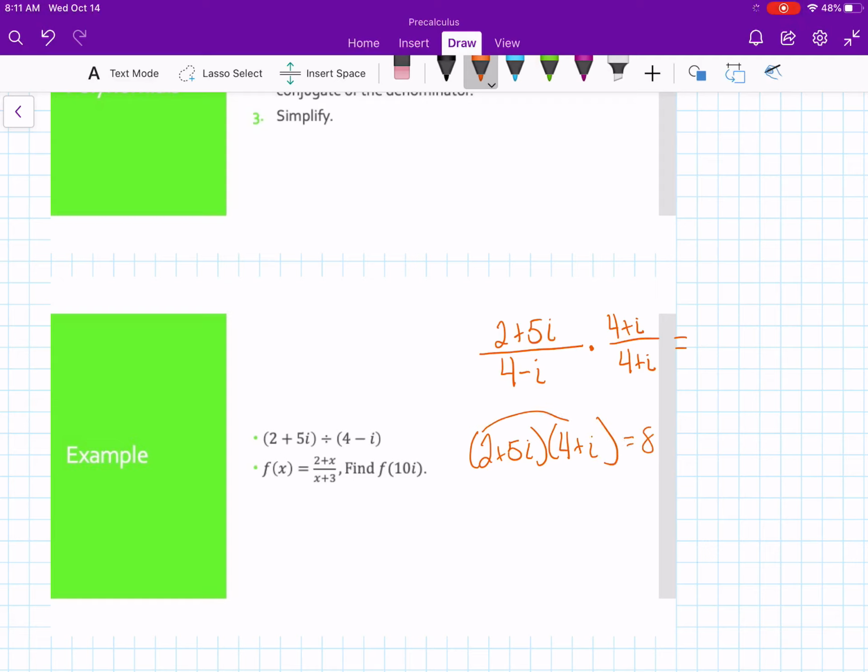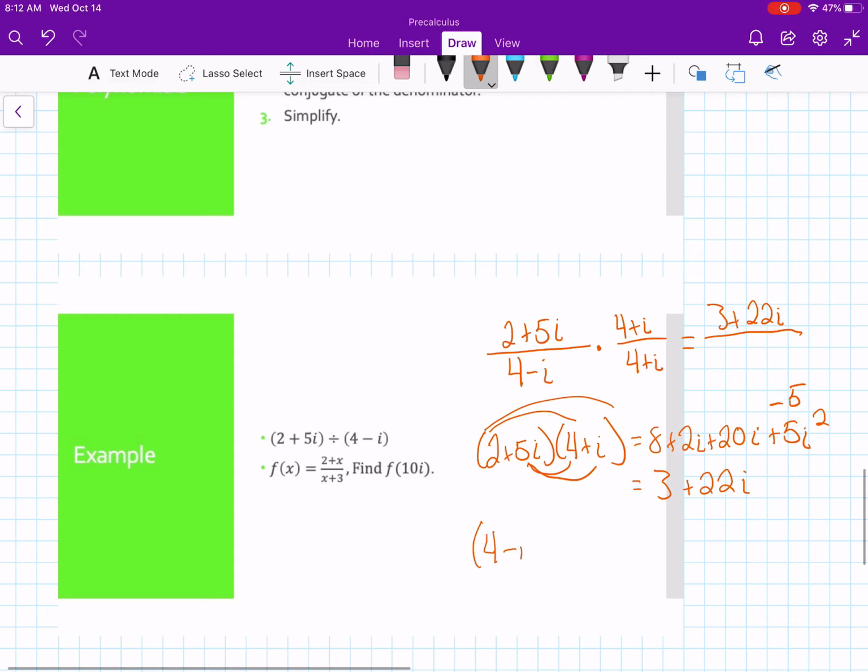We get 8 plus 2i plus 20i plus 5i squared. I know this 5i squared is the same thing as -5. So 8 minus 5 is 3, and then 2i plus 20i is 22i. So we know on the top we're going to have 3 plus 22i.